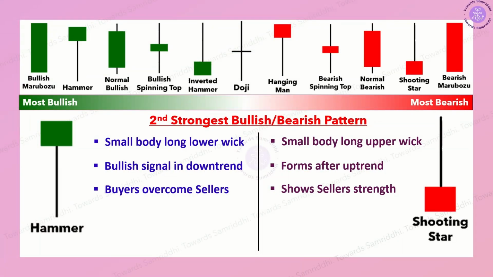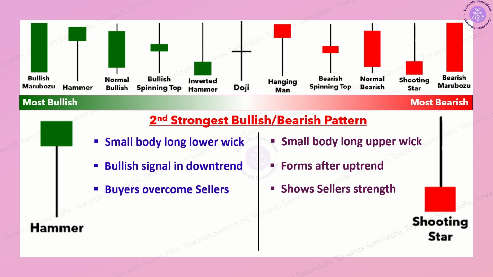Now, come to the second strongest bullish and bearish patterns. Hammer. A hammer is a bullish signal in a downtrend, with a small body and long lower wick, indicating buyers overcame sellers to close the price near its opening level. Shooting star. After an uptrend, buyers push the price up, but sellers push it down. A small body with a long wick shows sellers' strength.